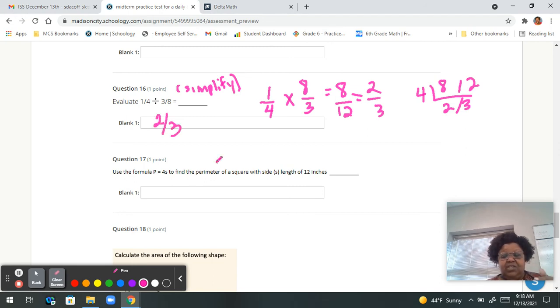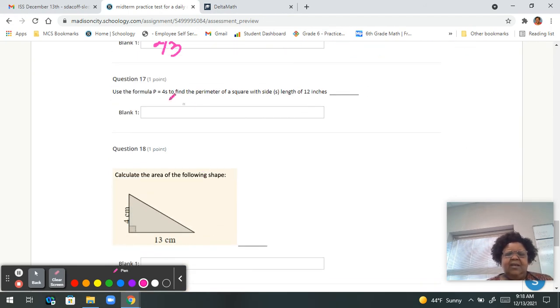Always simplify ratios and fractions. This one threw you. Use the formula P equals 4 times S. So remember, this is perimeter equals 4 times the side length, S. The perimeter of a square with side length S of 12 inches.